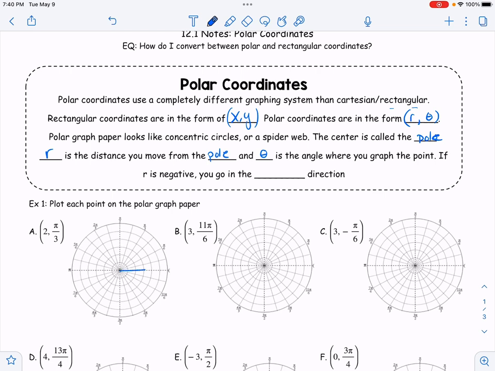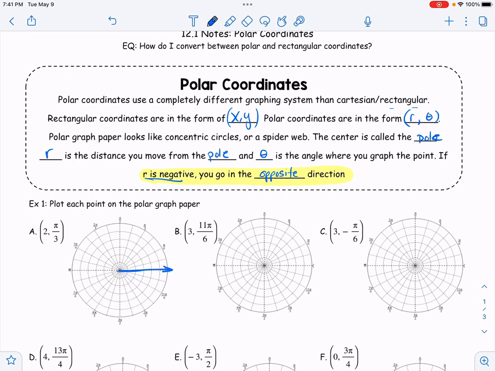0 is in standard position just like it always has been. Okay? Just like when we did the unit circle, that's 0. All right? And your angles work the same way as the unit circle. If r is negative, this is important. R is negative, you're going to go in the opposite direction.